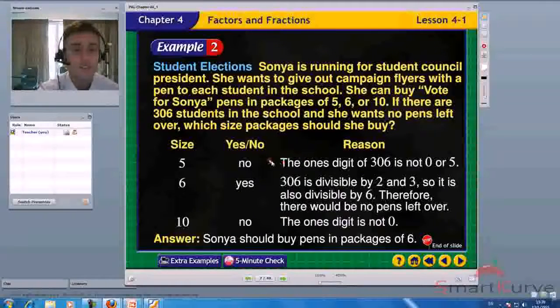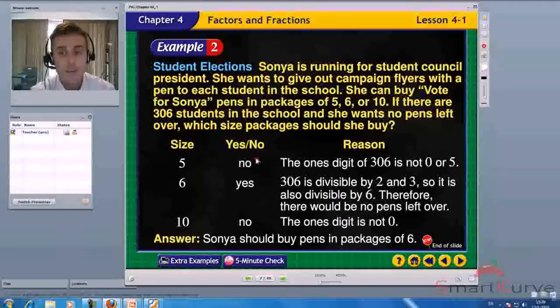Sonia is running for student council president. She wants to give out campaign flyers with a pen to each student in the school. She can buy Vote for Sonia pens in packages of 5, 6, or 10. If there are 306 students in the school and she wants no pens left over, which size package should she buy? Should she buy the size 5?